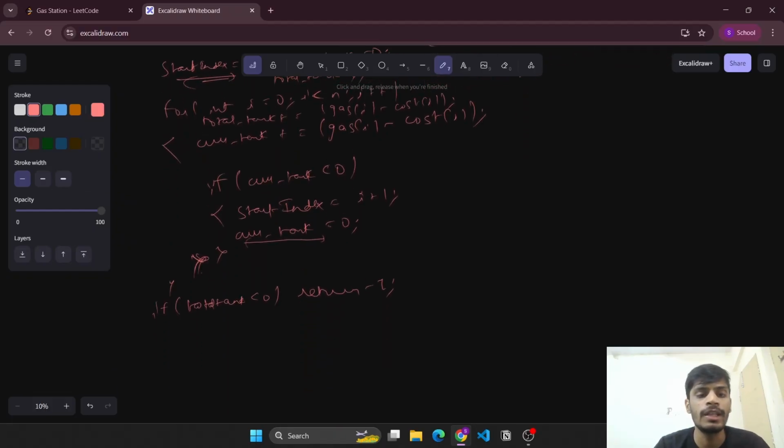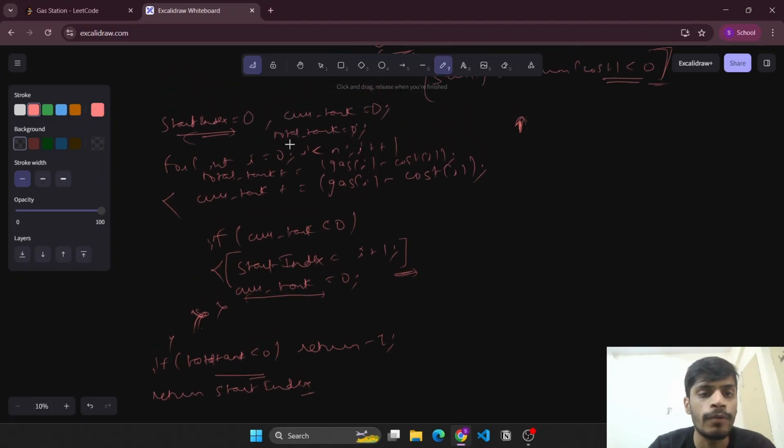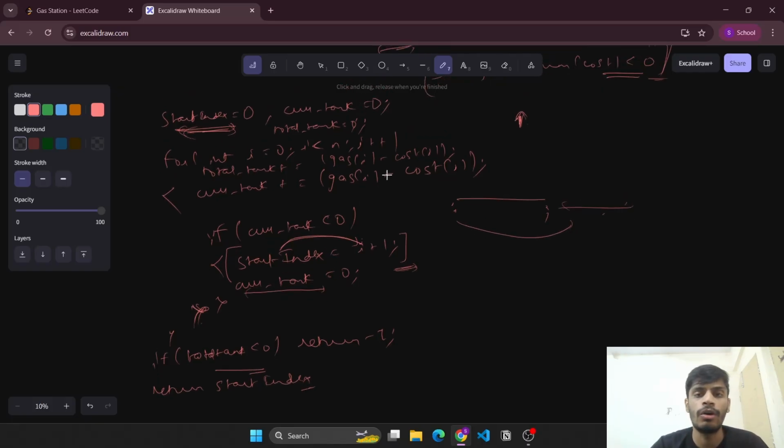And if this condition is not true, then whatever value the start index is storing will be the correct output. So we will simply return start index. As you can see here, we avoided the inner loop just by jumping the start index from I to j. For I to j we jumped to j plus 1, and hence this will be the most optimal approach, of the order of n complexity for this problem.